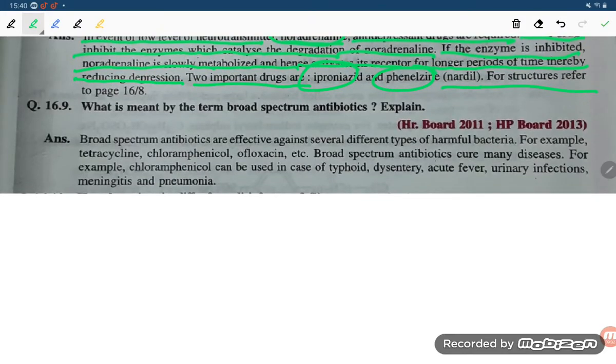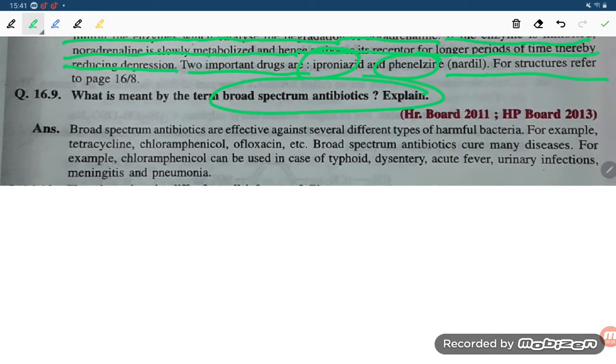Next one is, what is meant by the term broad spectrum antibiotic, student? So let us have a look over it. They are saying broad spectrum antibiotics are effective against several different types of harmful bacteria. For example, tetracycline, chloramphenicol, ofloxacin, etc. are broad spectrum antibiotics that cure many diseases. For example, chloramphenicol can be used in the case of typhoid, dysentery, acute fever, urinary infection, meningitis and pneumonia.